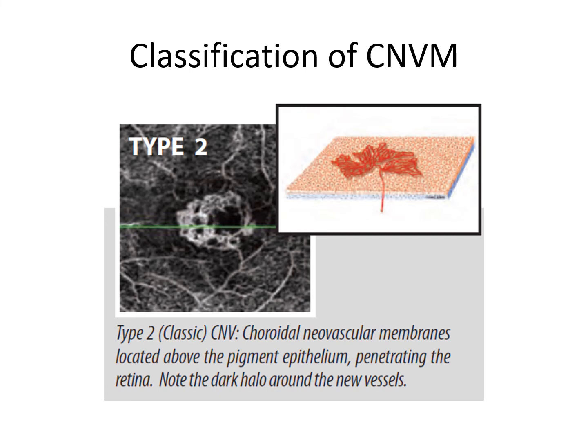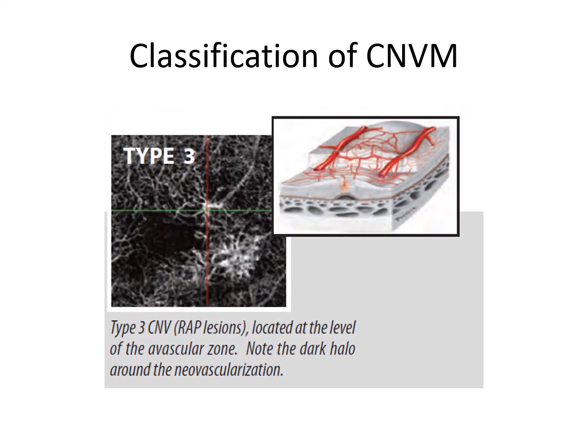Then we have the type 3. So when you have the avascular part of the retina or the avascular zone along the retinal layers, we have a membrane which has proliferated into this particular layer. So this has penetrated deeper, or rather it has moved deeper into the retinal tissue when looking from the choroidal side. So it has reached from the choroid into the retinal pigment epithelium and then into the avascular part of the retina here.